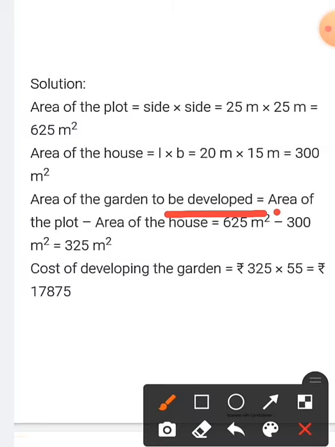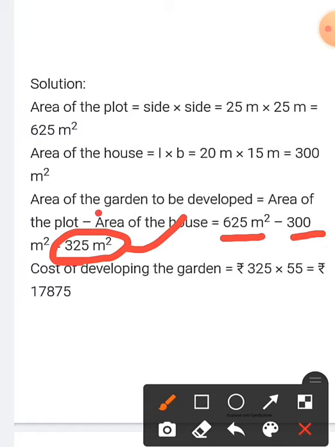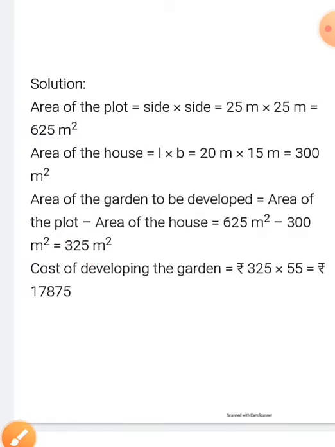How will we get this? Area of the plot minus area of the house. ये दोनों आंसर जो आया है हमारा 625 and 300, we will subtract these both. Then we will get the area of the garden to be developed. So after subtracting 625 meter square minus 300 meter square, we will get 325 meter square. So इतने एरिया में गार्डन डेवलप होगा. So गार्डन जो है वो कितने एरिया में डेवलप होगा? 325 meter square. Now they are asking the cost of developing.